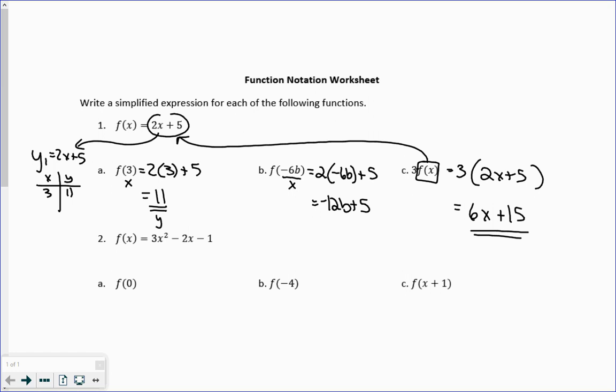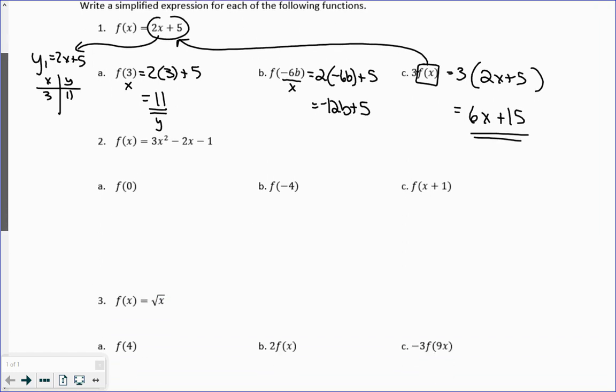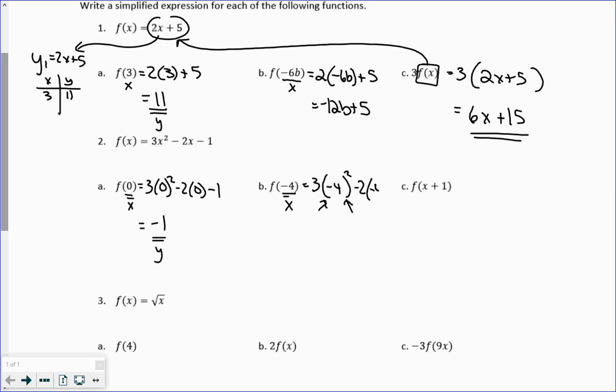Okay? So it doesn't matter what equation I give you, the math stays the same. They work the same way. So f of 0 means plug 0 in for x. So 3 times 0 squared minus 2 times 0 minus 1, and we get out negative 1. Now here with the negative 4, just remember that when you're inserting a negative and there are exponents involved, you must have brackets around that negative 4. Okay, so those brackets have to be there. And then when you punch that into your calculator, you will get out the answer.